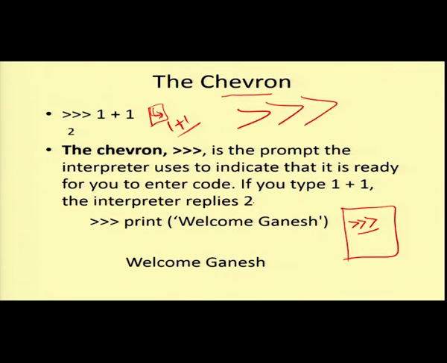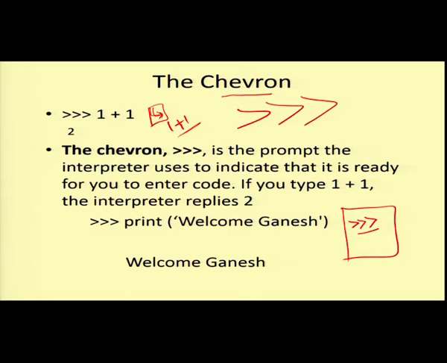The chevron is the prompt the interpreter uses to indicate that it is ready for you to enter the code. If you type 1 plus 1, as I said, 1, give a space, use an operator plus, give a space, and use an operand 1. When you do this, the interpreter replies immediately with the result as 2. This is a very basic example as far as the first set of Python codes is concerned.